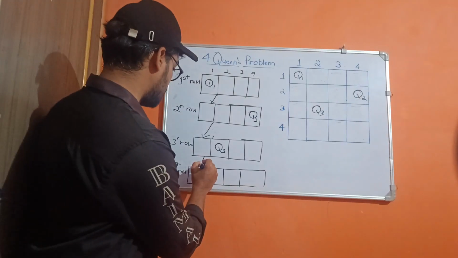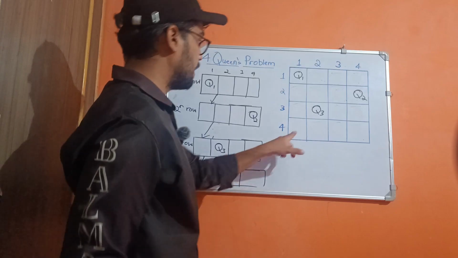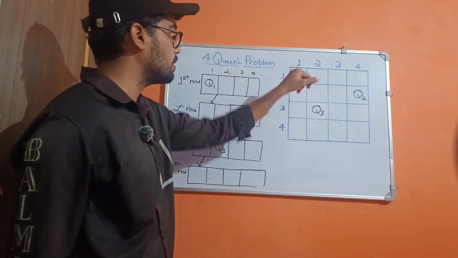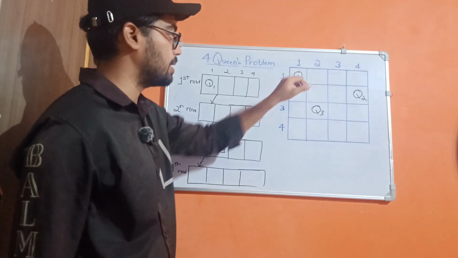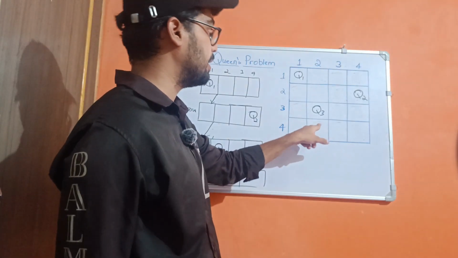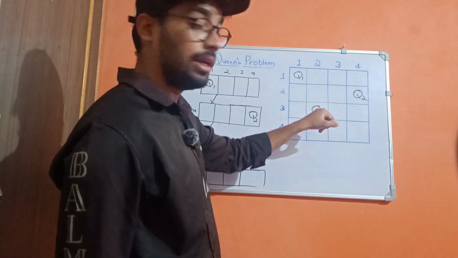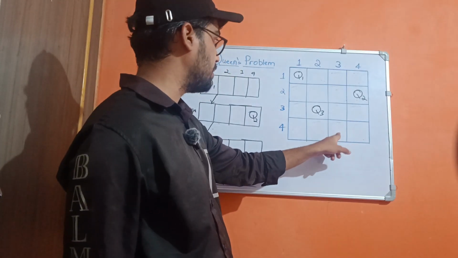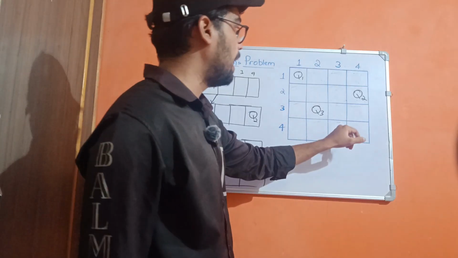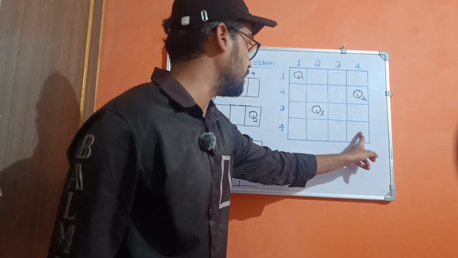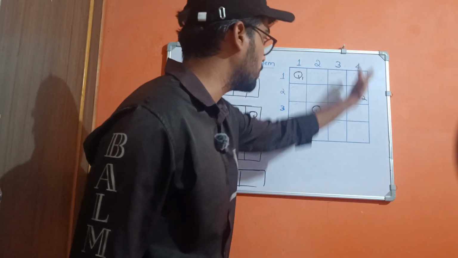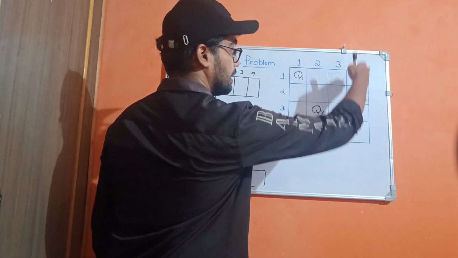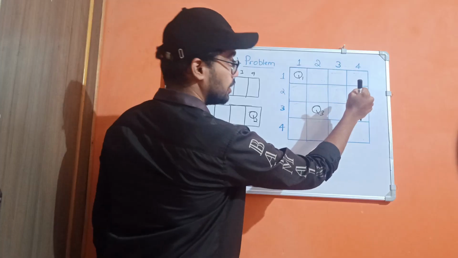Now it's time for the fourth row. Can I place the fourth queen in this column? No, it is not possible because queen 1 is present here. Can I place it here? No, it is not possible because queen 3 is present, and I cannot place queen 4 here either because it's going to attack diagonally. It is also not possible to place queen 4 in the fourth column because it is going to attack queen 2.